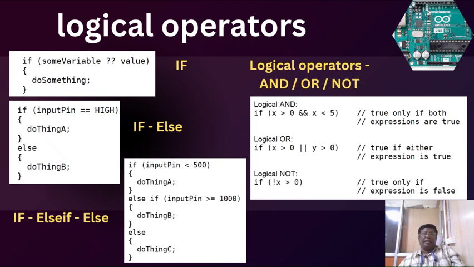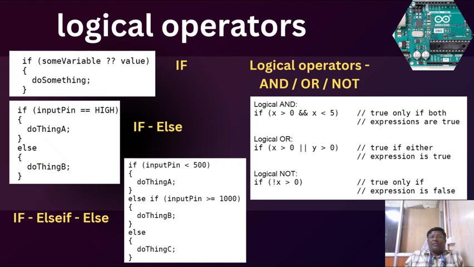And if you look at the else if statement, do the thing if the condition is valid, or else check another condition. First you check whether it is less than 500 or not. If it is not less than 500, if it is greater than 500, check whether it is less than 1000 or not, and do the thing. Otherwise, if it is greater than 1000, do the third thing. Like that you can have if, else if, else.